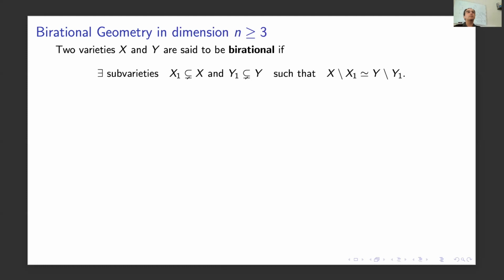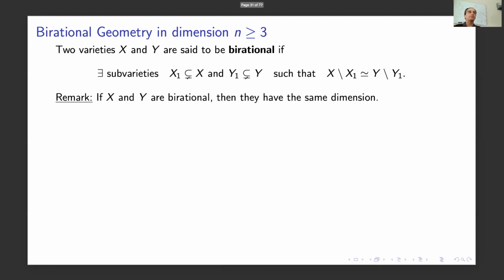In higher dimension, many more things can happen. It's not only, of course, that you blow up a point in the sphere. It can be much more complicated than this, but the idea is very similar. We remove proper subvarieties and we attach new ones. So let's see some properties like we did before.